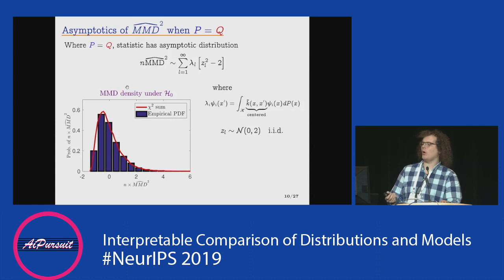Also note, before I was multiplying the MMD by root n because the variance decayed like 1 over n. Here I'm multiplying the MMD by n. The variance actually decays a lot faster in this case.